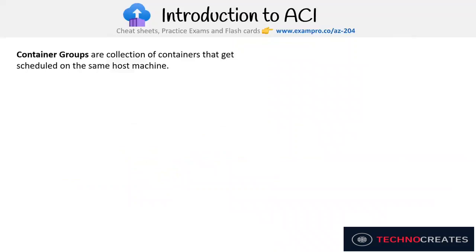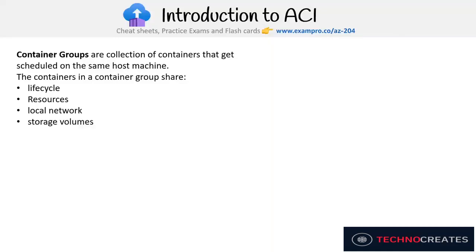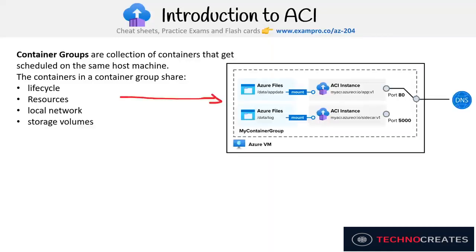Let's just talk about container groups, because this is pretty much the only major component you have to worry about. These are a collection of containers that get scheduled on the same host, and the containers in a container group share lifecycle, resources, local network, and storage volumes. The idea is that you have these tightly coupled containers, so all of them act as a service within that container group. Here you can see an example of a couple containers that are mounting Azure Files on different directories, and underneath all of that is running on an Azure virtual machine.